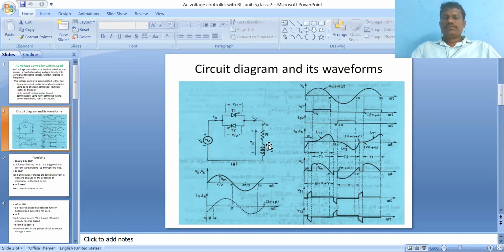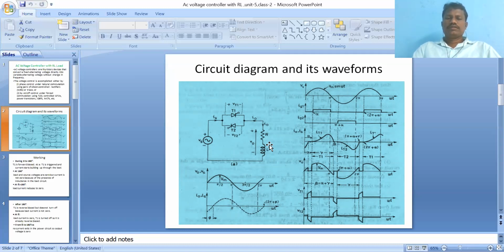In the previous concept, at the end of every half cycle the output voltage was 0, and there was no output current after the end of every half cycle. Why? Because the load consisted only of resistance, meaning the power factor is unity and there are no energy storage elements.